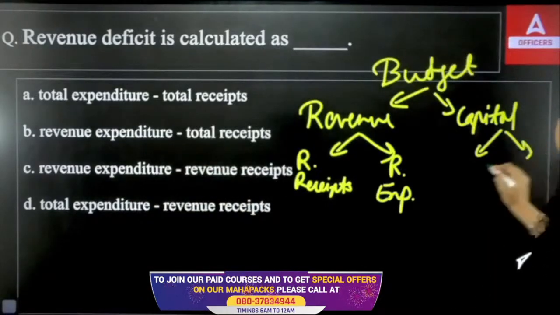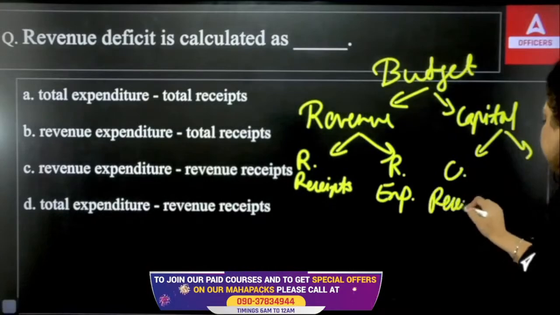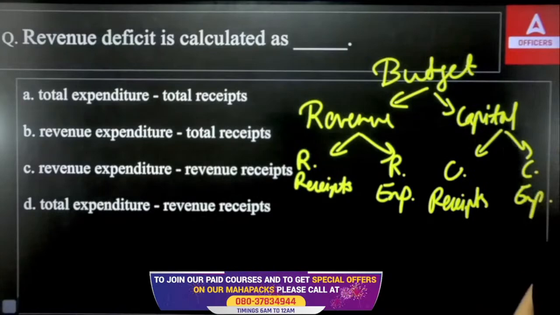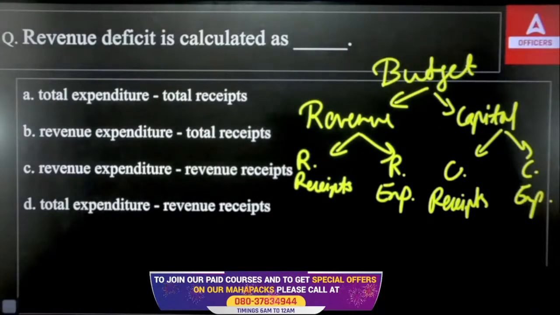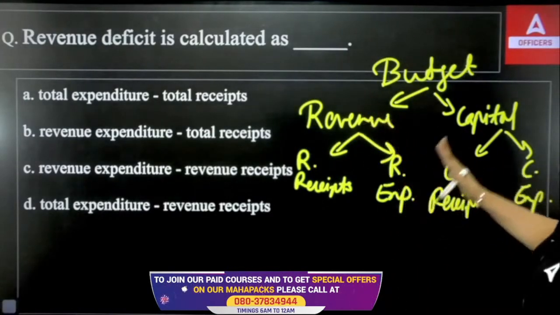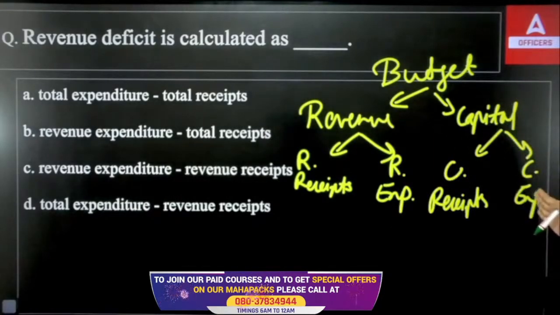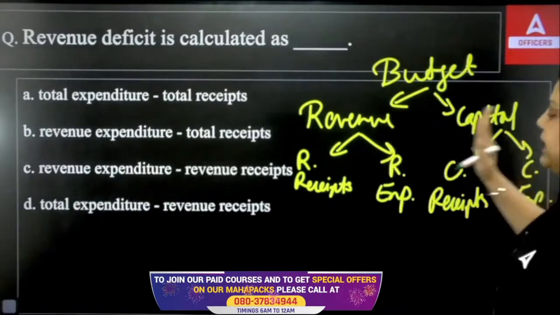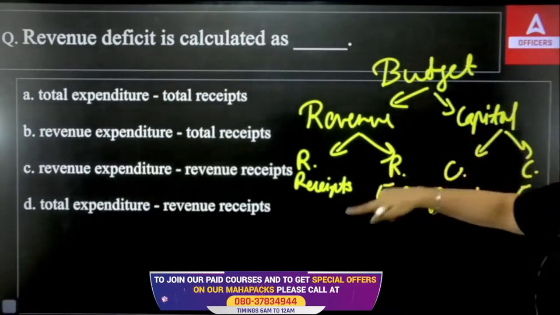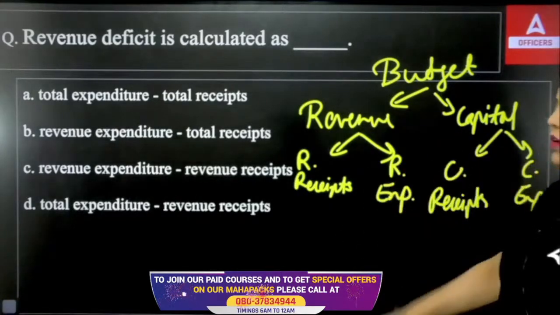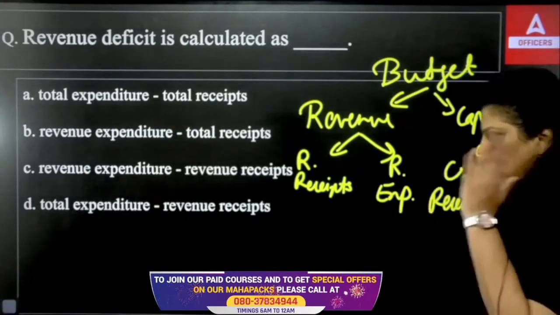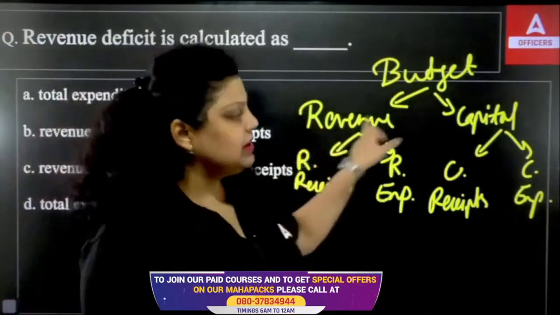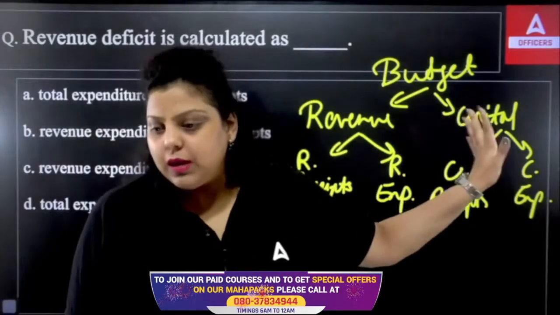Now similarly, the capital budget will have capital receipts and capital expenditure. So when the overall budget goes into loss, you can say revenue expenditure plus capital expenditure minus revenue receipts plus capital receipts. It means both the expenditures in revenue and capital are more than the income of revenue and capital. Whenever you calculate the overall budget expenditure or income, you have to cover both the revenue and capital budget. This is what I'm trying to say.